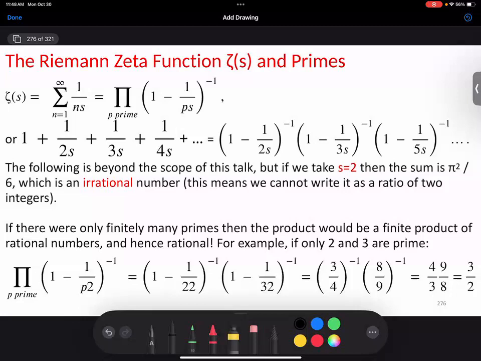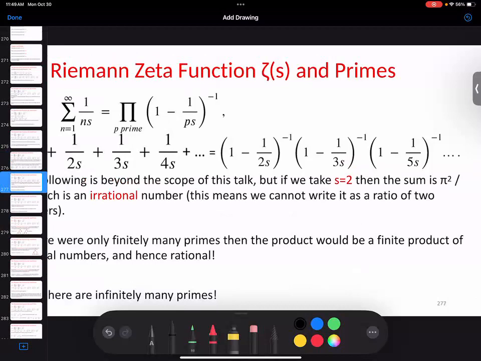Because if there were only finitely many primes, then this would be a finite product of rational numbers, which is rational, and pi squared is irrational. So the irrationality of pi squared gives the infinitude of primes. What I did years ago is I looked at how irrational pi squared was and used that to deduce that there's at least log x primes up to x. And I was able to make that eventually better.